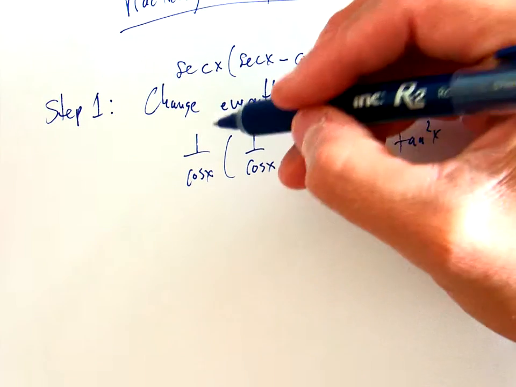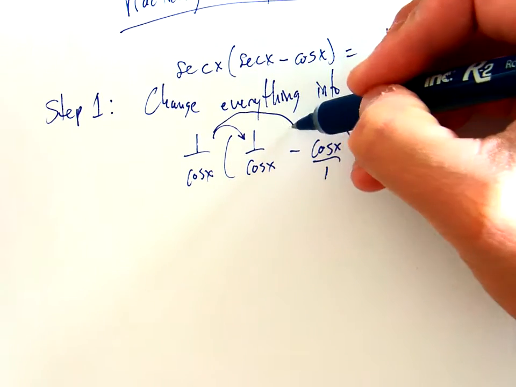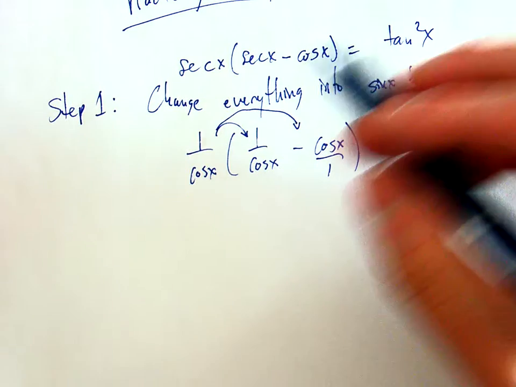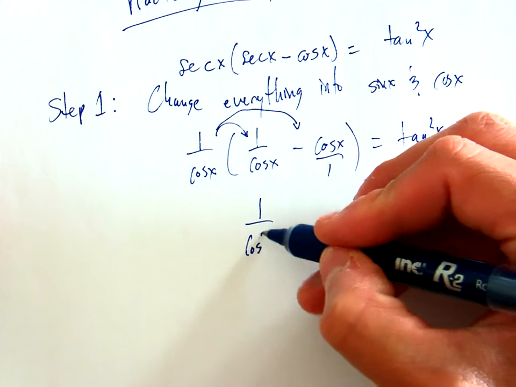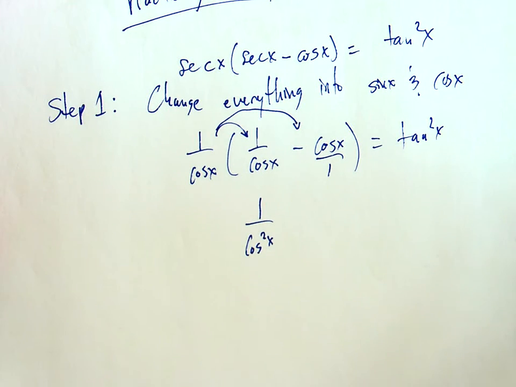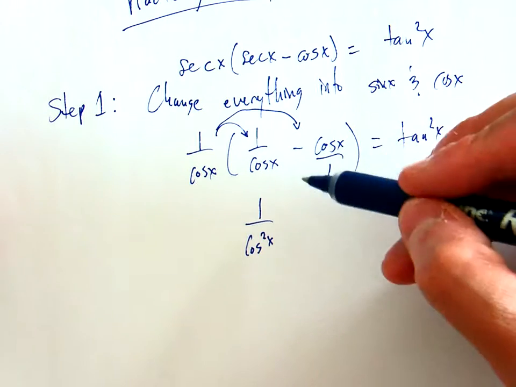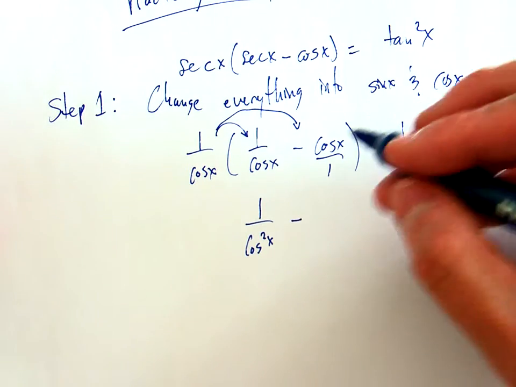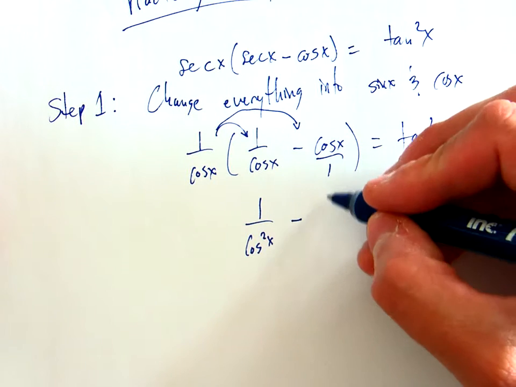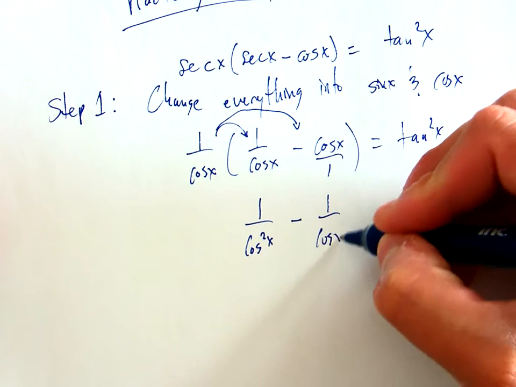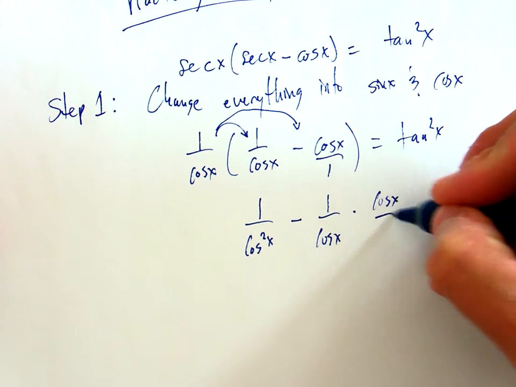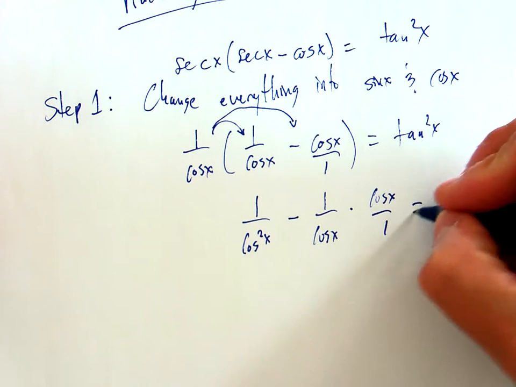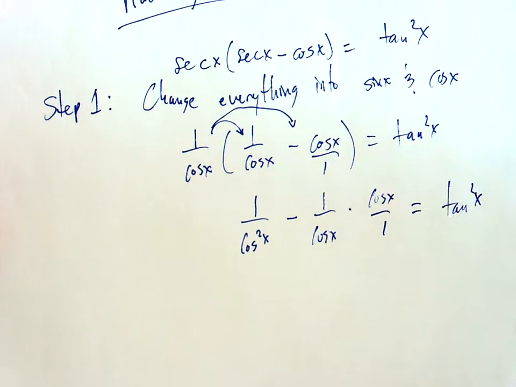And then if you notice here, these are distributing, so I'm going to multiply these out here. And then what I get is 1 over cosine squared x. Right, because that's cosine. 1 over cosine times 1 over cosine is 1 over cosine squared. Minus, we get 1 over cosine x times cosine x over 1. And then theoretically, this is somehow equal to tangent squared.